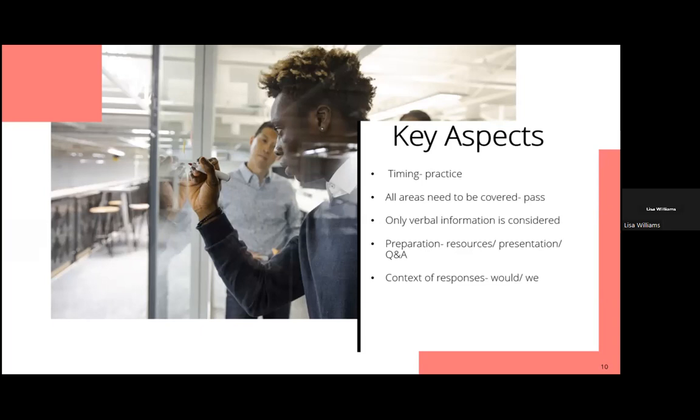Context of responses is another key area that we see. Responses are sometimes around what you would do or what we do. Now, as mentioned, you do need to give examples of when you have undertaken these activities to show your skills and application of these. So unfortunately, if you do talk around what you would do, this would not achieve the criteria.